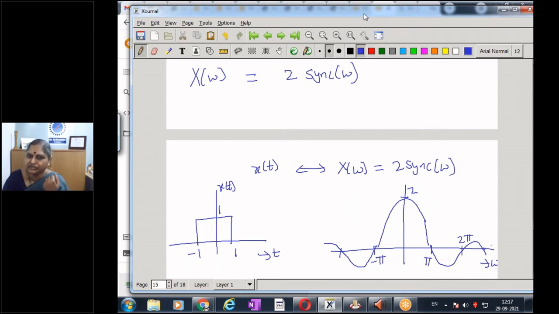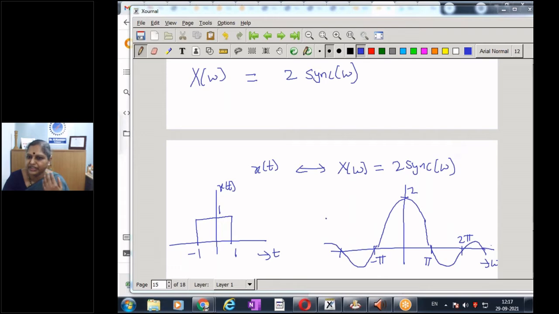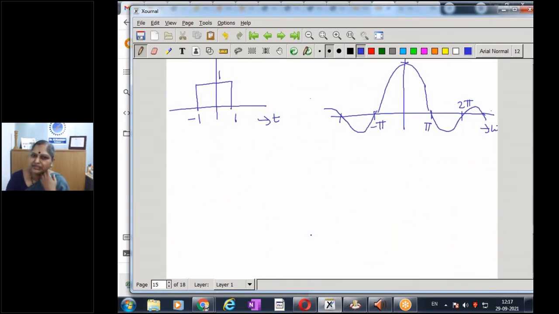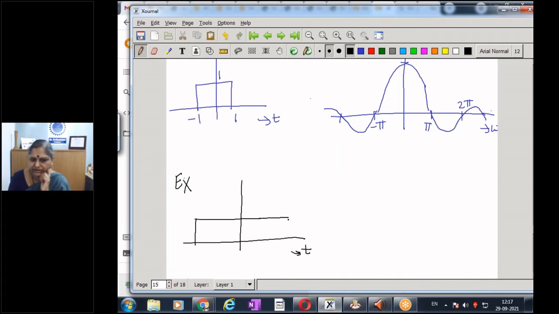So given a signal x of t, I can get the Fourier transform in this manner. Similarly, let's take one more example now. Now I want you to do it and tell me the answer. Now let us say I change my signal in this manner, -2 to +2, this one.